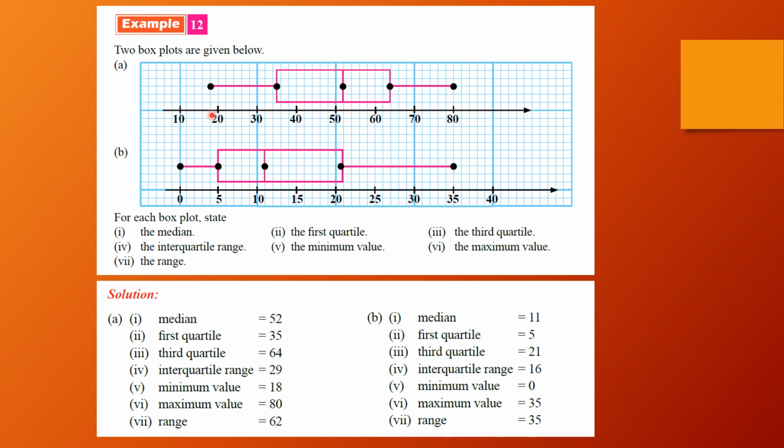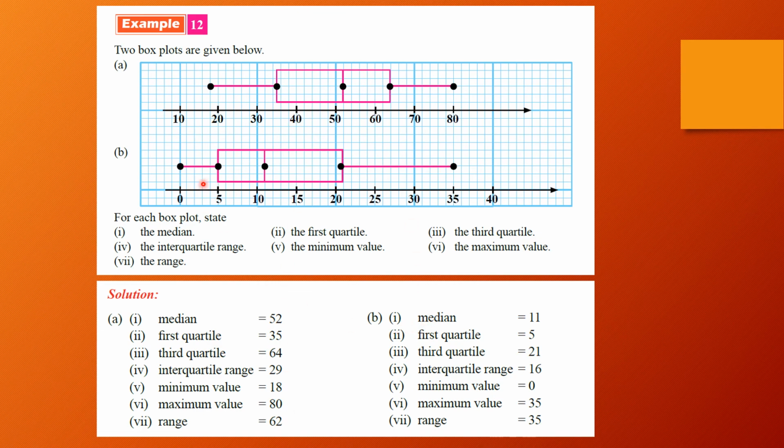Minimum value, the smallest value here. This is 10, 12, 14, 16, 18. So the minimum value is 18. Then the maximum value, the dot is at 80. So the maximum value is 80. Range is the largest value minus the smallest value, that is the maximum value 80 minus the minimum value 18. So the range is 62. So this is for part A.